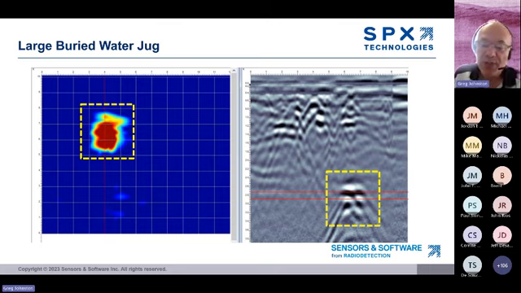So hopefully that orients you to what you're going to see today. A lot of GPR data displayed as cross sections and depth slices.